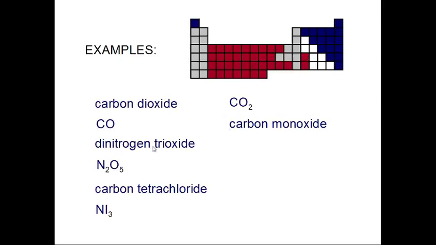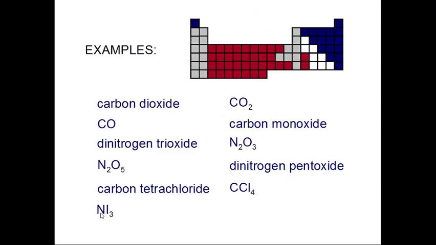Next up, dinitrogen trioxide. How many nitrogens? 2. How many oxygens? 3. Dinitrogen trioxide. Then here we have 2 nitrogens, so dinitrogen again, but instead of trioxide, this is pentoxide. And you just make it sound right. It's not pentaoxide, it's just pentoxide. Dinitrogen pentoxide. Carbon, 1 carbon, tetrachloride, 4 chlorines. And then finally, nitrogen, 1 nitrogen, 3 iodides. This one sounds kind of funny. Nitrogen triiodide.